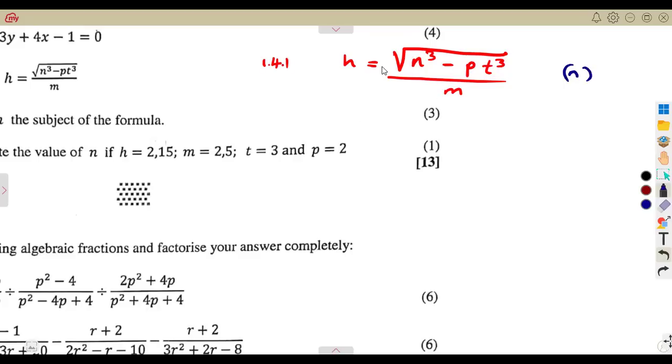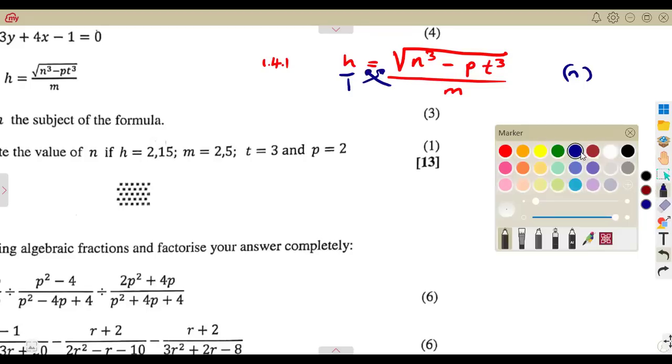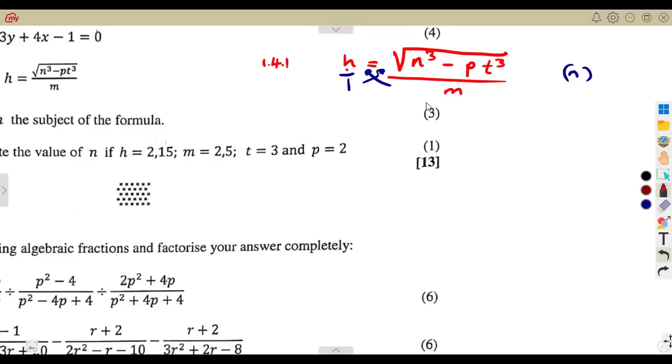We have fractions and square roots. Okay, let's get rid of fractions first. This is the same as over 1, so you can simply cross multiply. This is going to be h times m, which is hm, is equal to 1 times the square root of this, which is the square root of n to the exponent of 3 minus pt to the exponent of 3, like this.